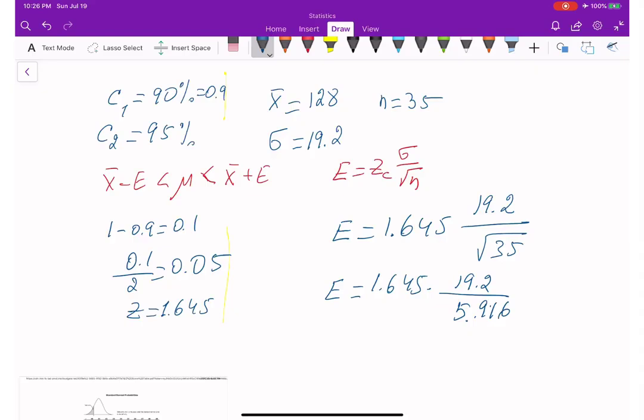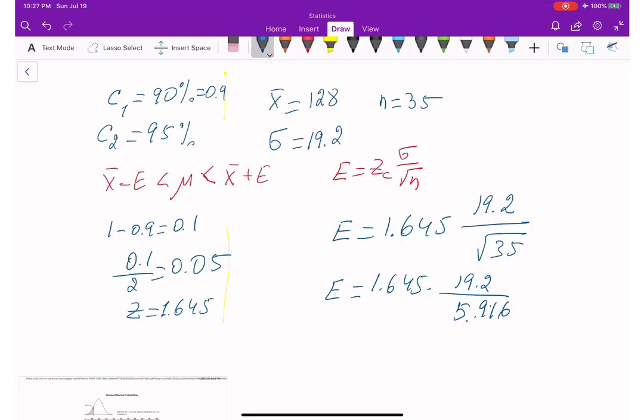Okay, so let's find the margin of error. That is going to be equal to 1.645 times 19.2, divided by 5.916. And we get 5.3387 and so on.